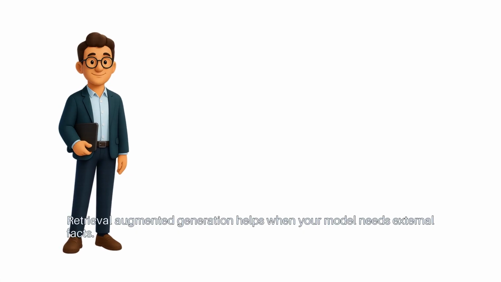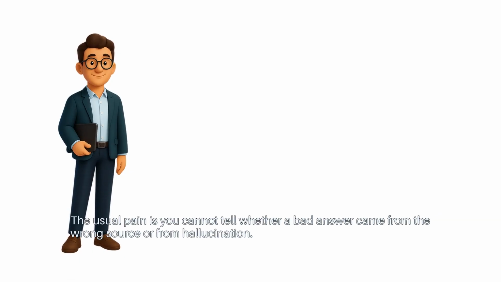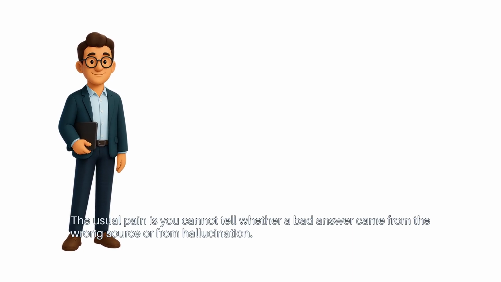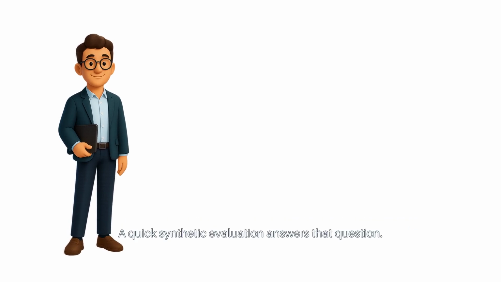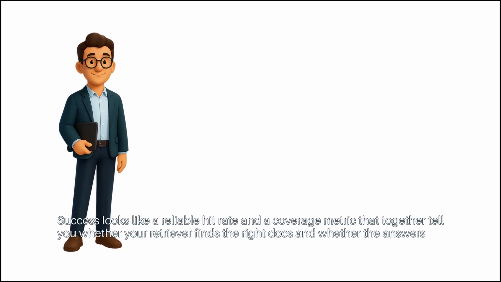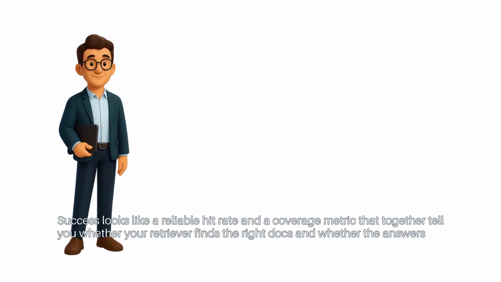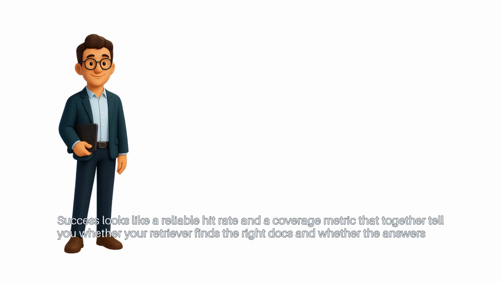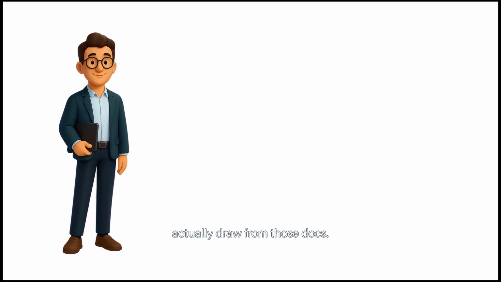Retrieval augmented generation helps when your model needs external facts. The usual pain is you cannot tell whether a bad answer came from the wrong source or from hallucination. A quick synthetic evaluation answers that question. Success looks like a reliable hit rate and a coverage metric that together tell you whether your retriever finds the right docs and whether the answers actually draw from those docs.